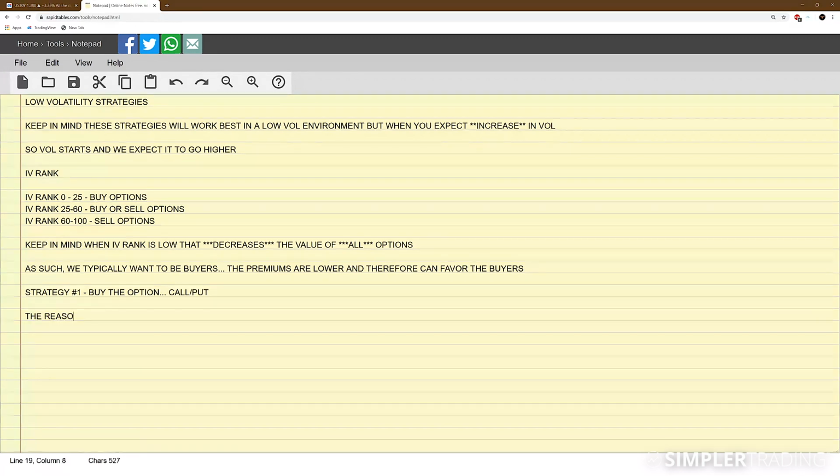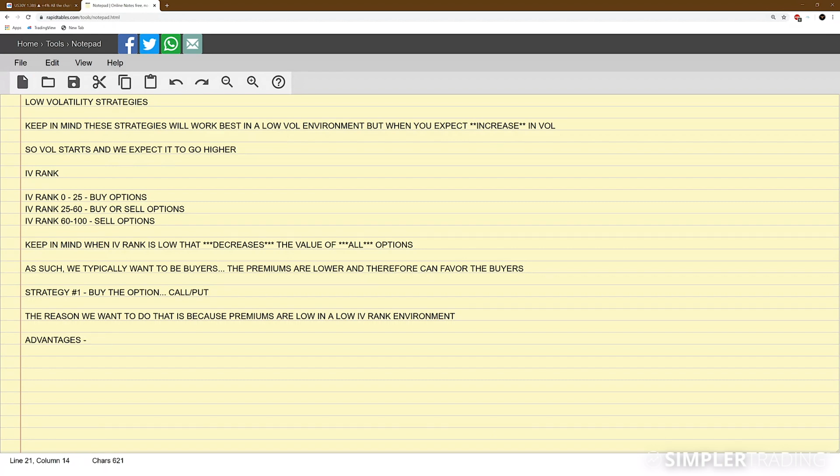And again, the reason we want to do that is because premiums are low in a low IV rank environment. So we're all good with that. We all understand just buy call, buy put. That's kind of day one kind of stuff. So I'm not going to show it on the charts because it's just really that straight up. So let's actually just talk about the advantages. What are some of the advantages of just buying a straight up call or put?